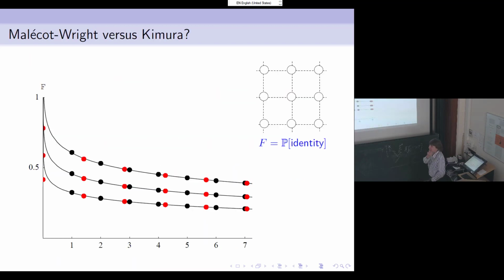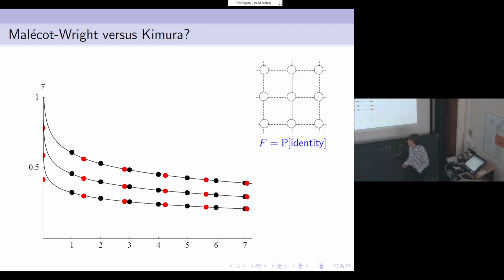What's interesting is that the Wright-Malécot formula is applied widely for populations distributed across two-dimensional space. They derived it for their two-dimensional model, but this is how well it fits, with some approximations, a nearest neighbour stepping stone model. So obviously things are going to go wrong at the origin. These three lines correspond to three different effective population sizes.